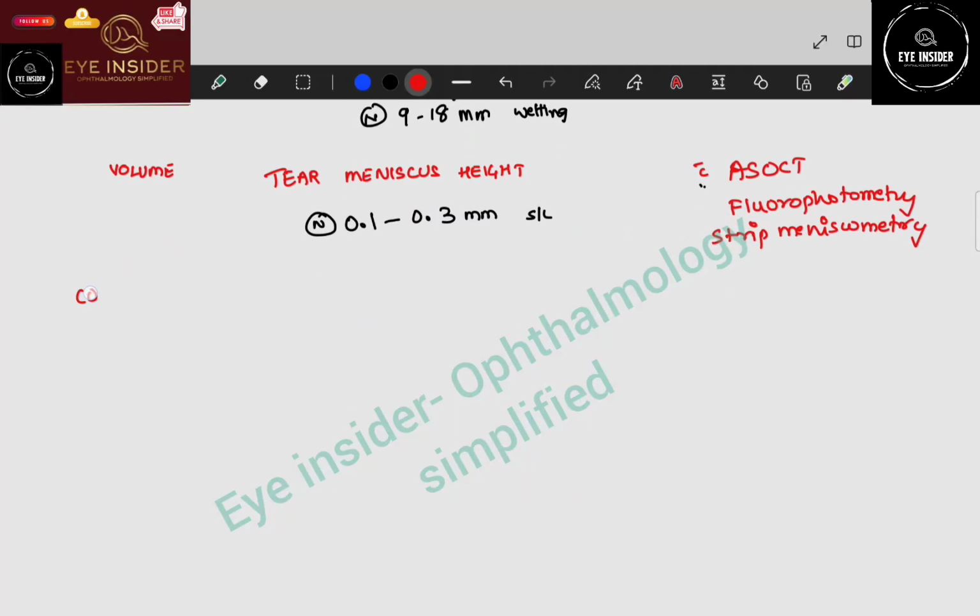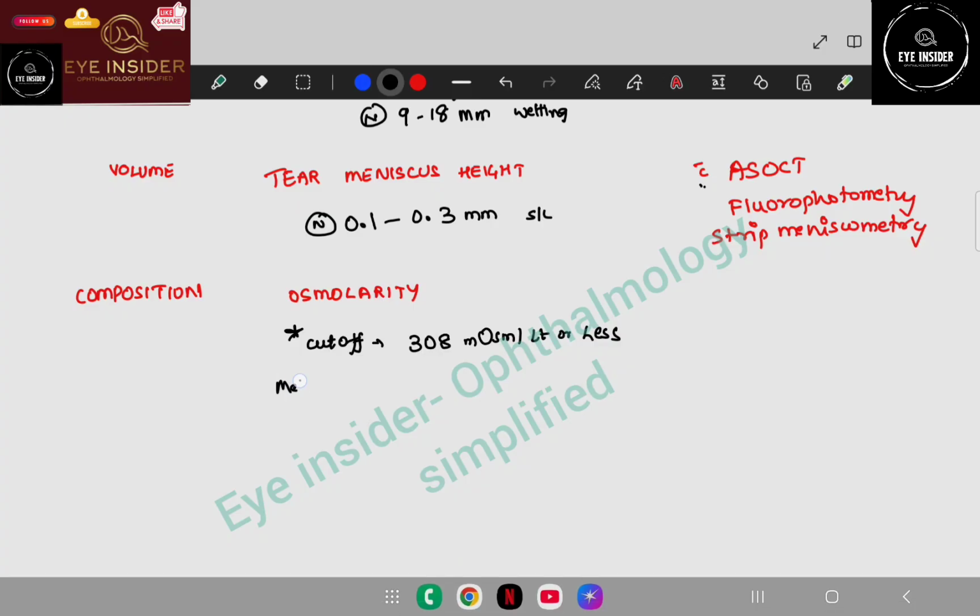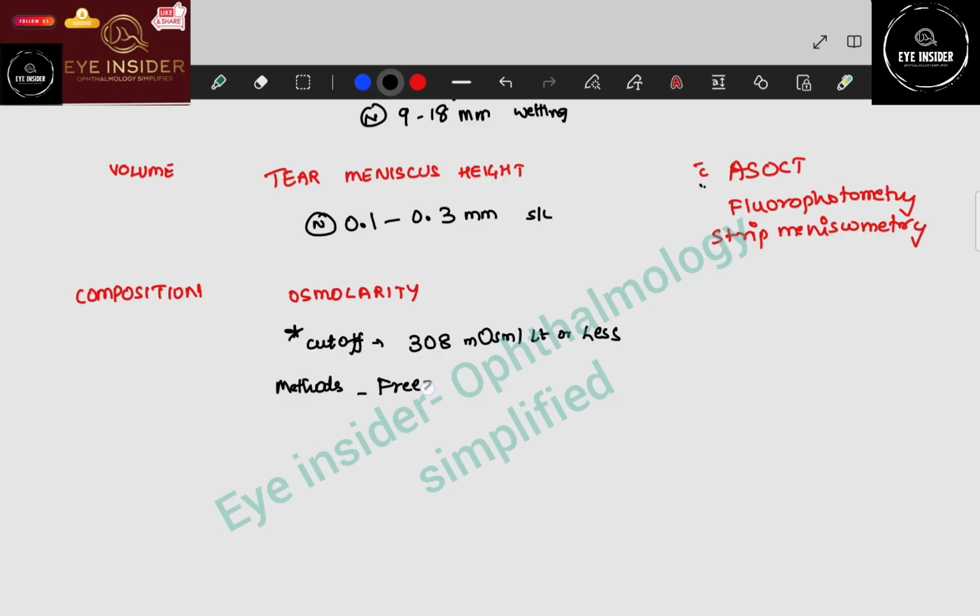Now coming to the composition of the tear film. The most important is the osmolarity, the cutoff of which is taken as 308 milliosmoles per liter or less. Okay, the normal is this. Then coming to how to measure osmolarity.